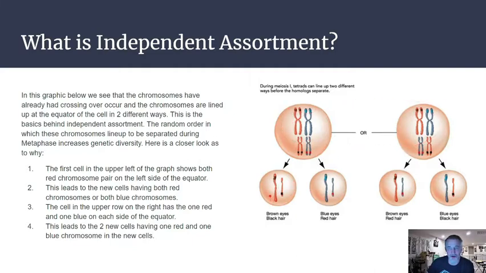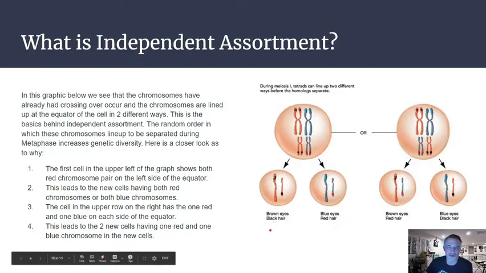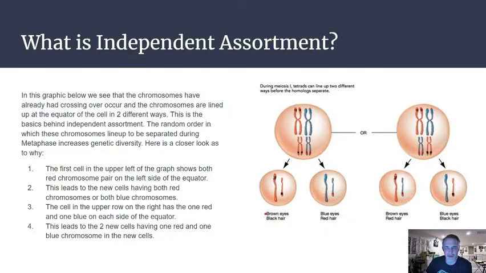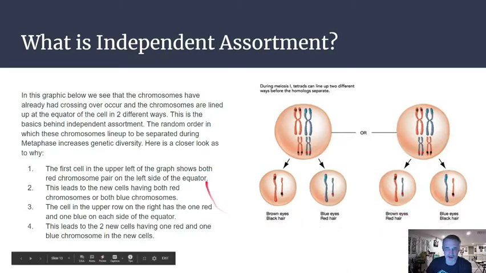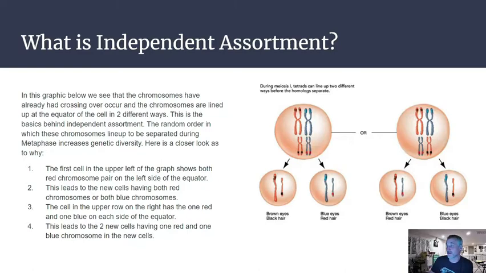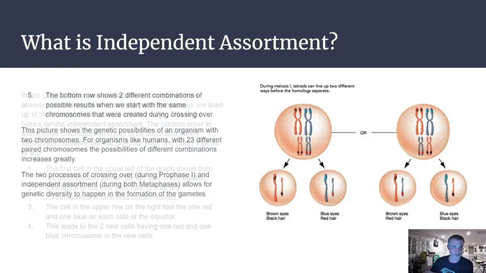You could have both red chromosomes, or both blue chromosomes. You could have one red chromosome and one blue chromosome, or the opposite: the larger chromosome is blue and the smaller chromosome is red. This kind of puts some traits with this. This could be brown eyes, black hair; blue eyes, red hair; brown eyes, red hair; blue eyes, black hair. So you get these different combinations of genes resulting from different combinations of chromosomes.